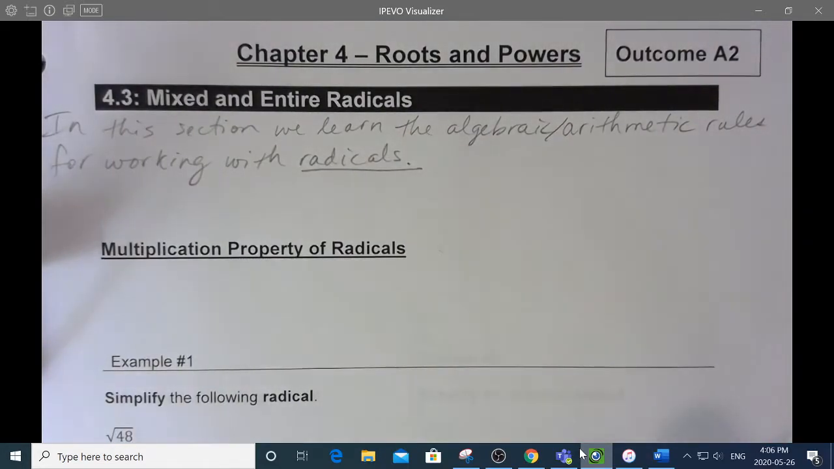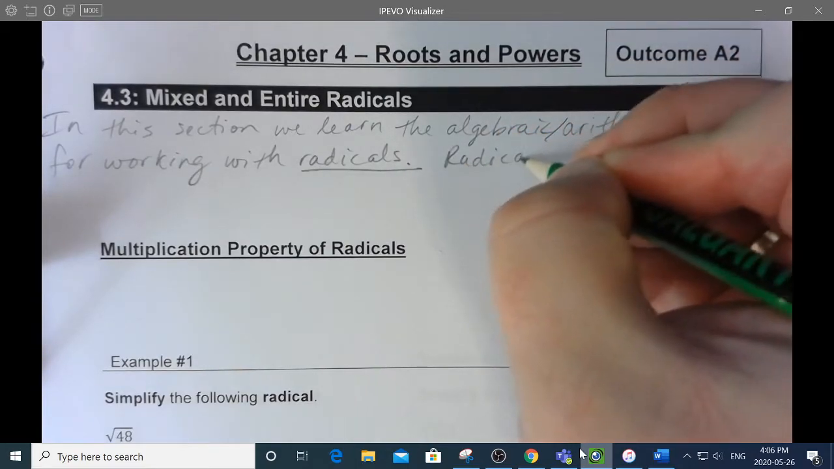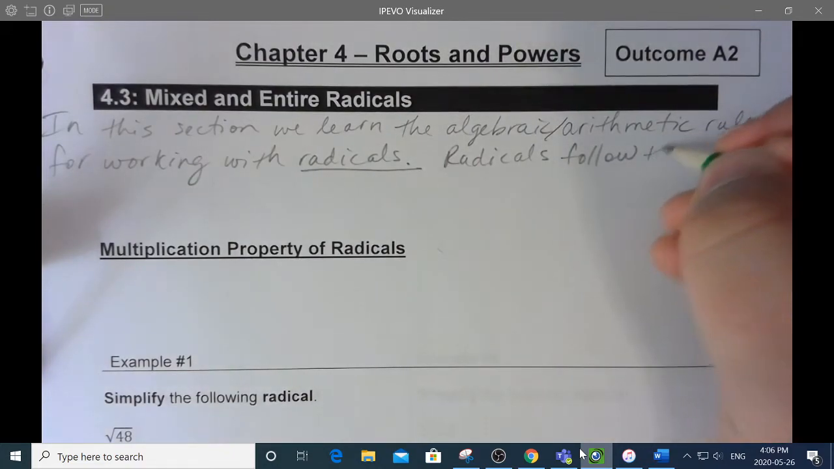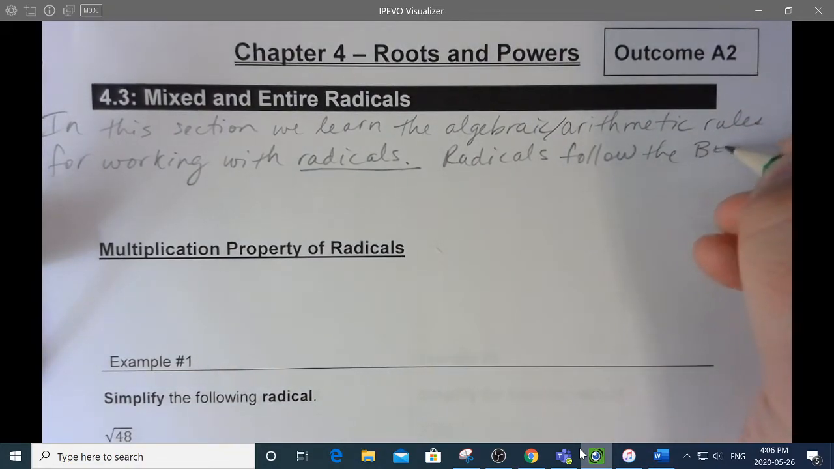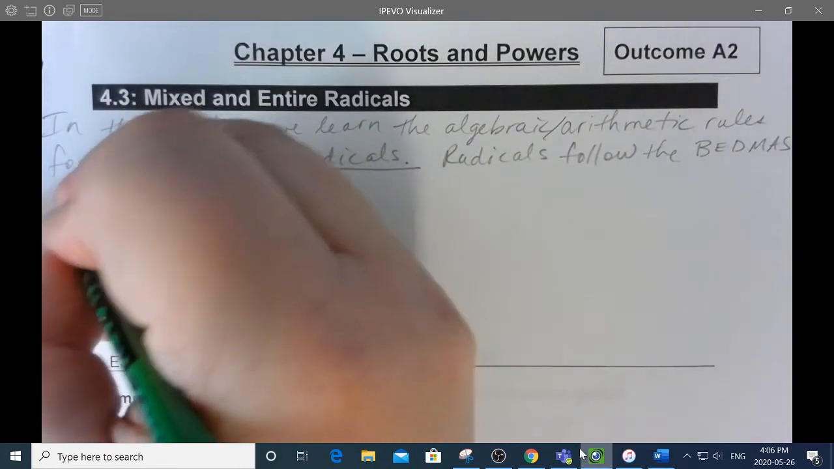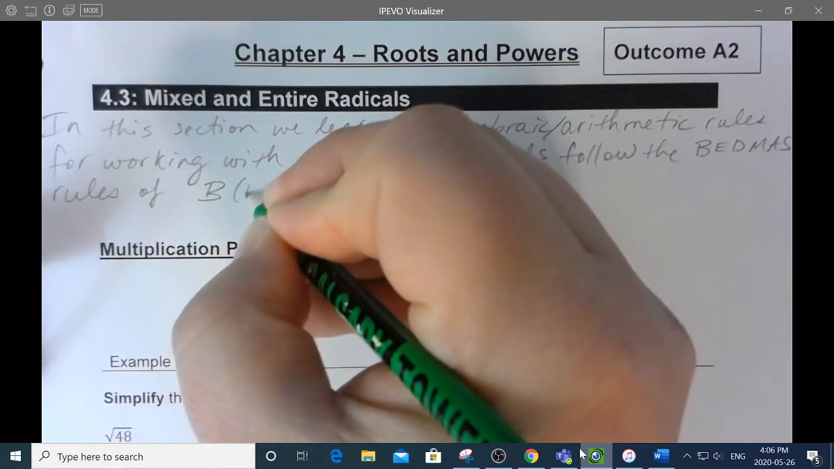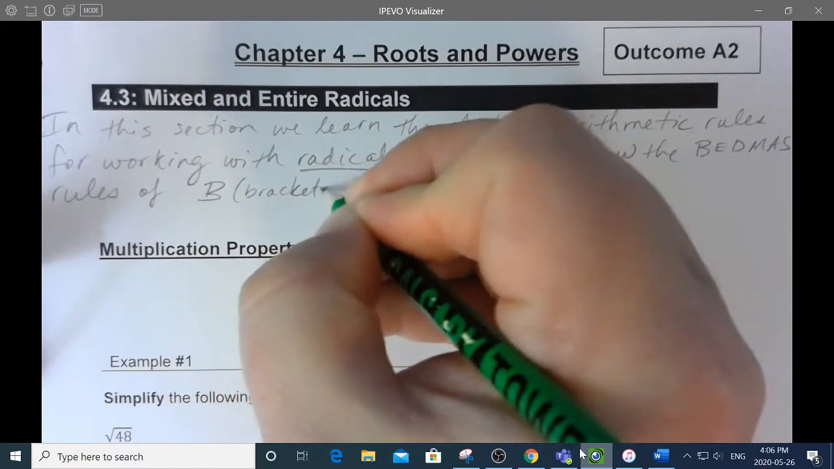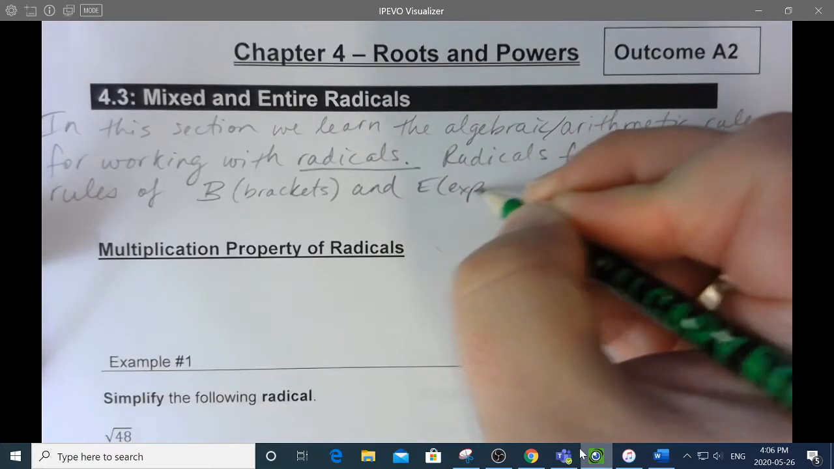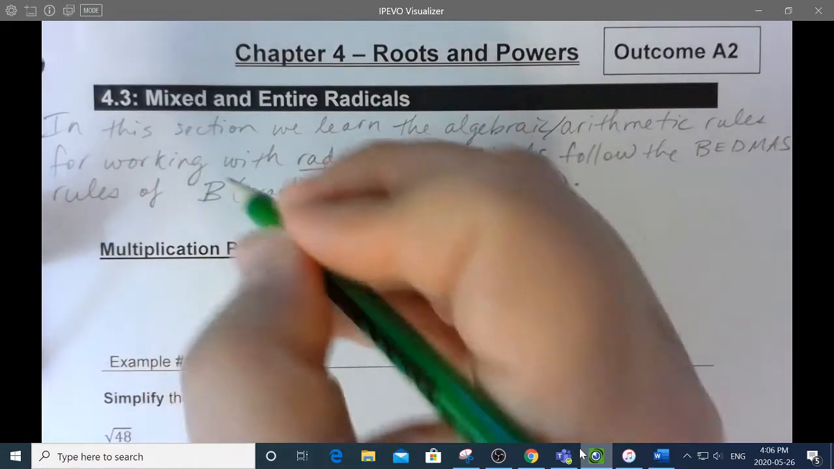Let's start by saying that radicals follow the BEDMAS rules of B for brackets and E for exponents.